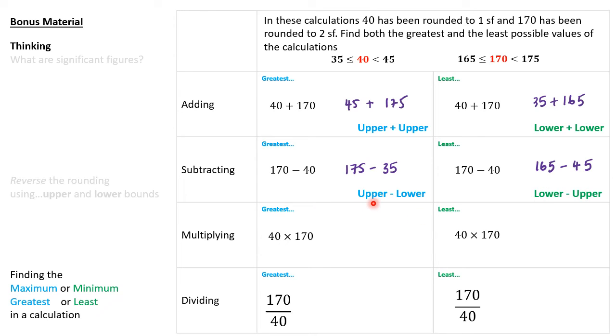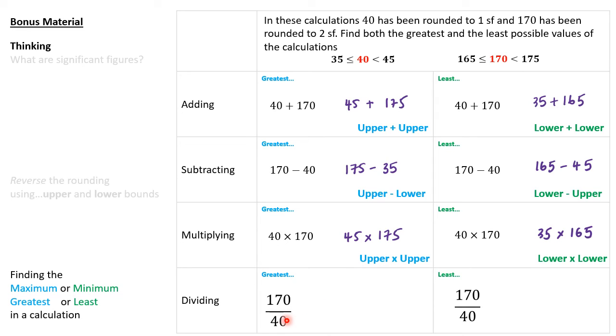So when we do subtraction, we have to think a bit more about what's going on. Multiplication or multiplying again isn't too bad. To make this number the biggest possible, I'm going to have the biggest, the upper bound for both. So upper times upper, and to get the least, the lower times the lower.